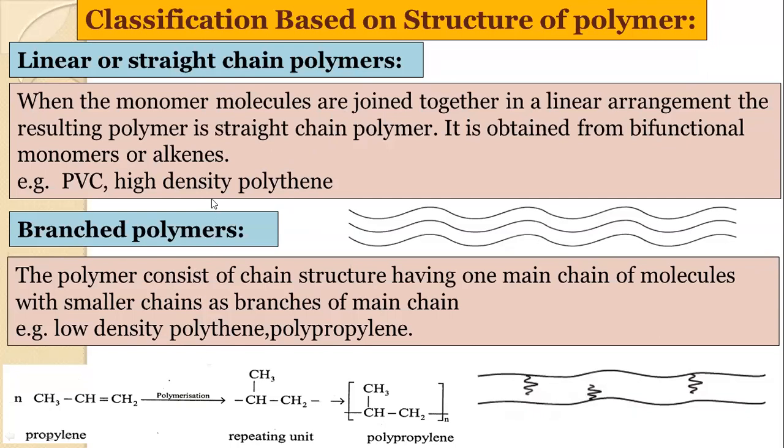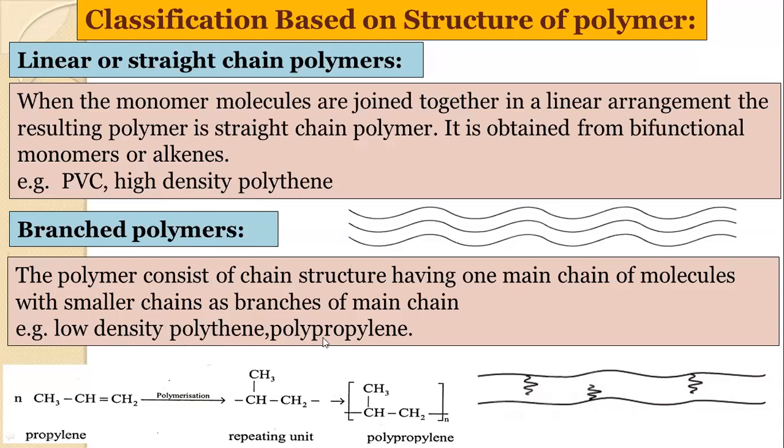Purposefully, I have given these examples because this is asked in the board exam: which of the following is a linear polymer and which is a branched polymer? So don't get confused. There are two types of polythene. One is high density, which has a high density, and one is low density polythene.